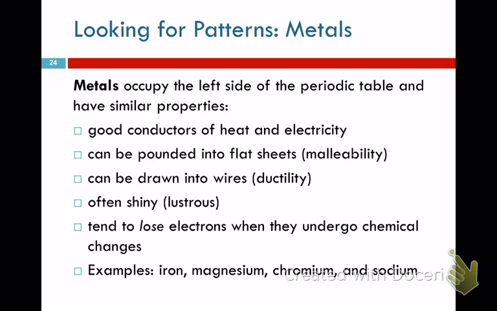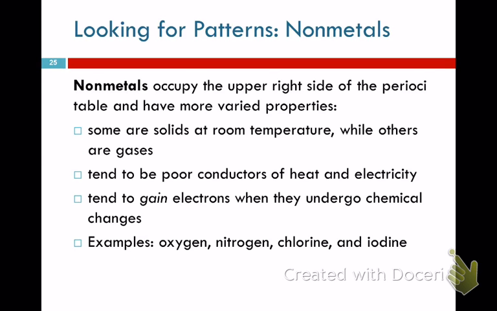So we covered metals. Let's talk a little bit about nonmetals. I did mention some of these, so this is kind of summary stuff. Some of the nonmetals are solid at room temperature. Others are gases. We just pointed that out. They're poor conductors of heat and electricity. They tend to gain electrons. Again, this is one of those things you wouldn't get from general observation. You have to do experiments. Metals lose electrons. Nonmetals gain electrons.